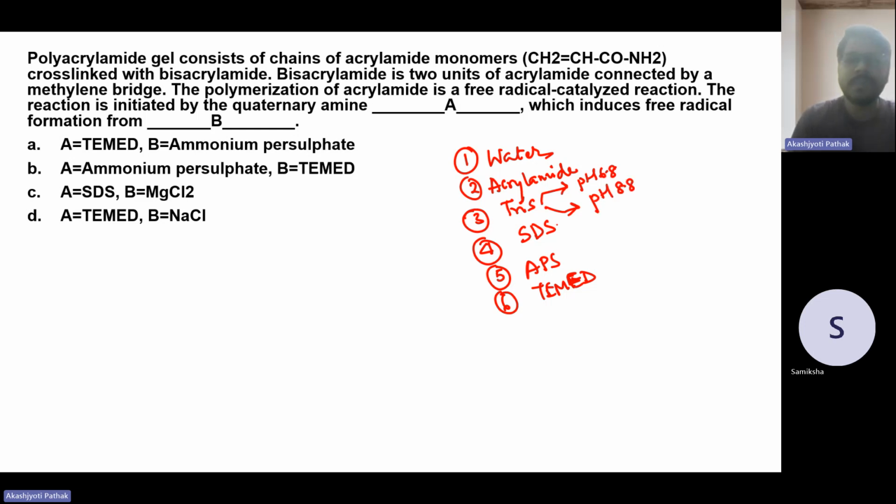So this is a free radical reaction, and the free radical is provided by ammonium persulfate. Ammonium persulfate is the chemical reagent which provides the free radical. And this free radical reaction is catalyzed by TEMED. TEMED is the catalyst, and it is the quaternary amine. So A is TEMED and B is ammonium persulfate. The correct answer is option A.